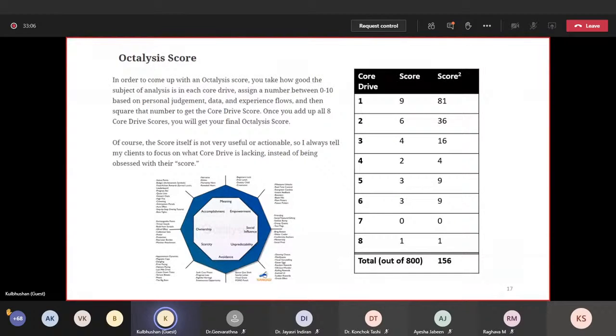For example, this is a dummy application where you can see that a value of 9 is given to core drive 1 because we feel that in that particular application, core drive 1 has the maximum influence. Similarly, you can see 0 is given to core drive 7. We feel that the seventh core drive, unpredictability, has no influence. So we squared them together and the sum is 156. So for that hypothetical application, we get 156 out of 800. That's a pretty low score, which may or may not explain that gamification is being used to its full extent. Sometimes only one core drive can drive the people effectively towards an activity.